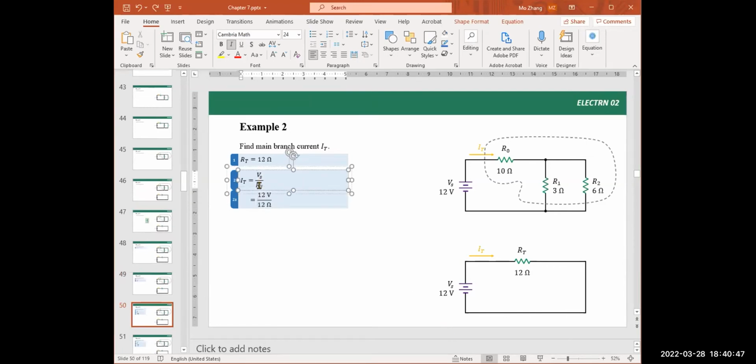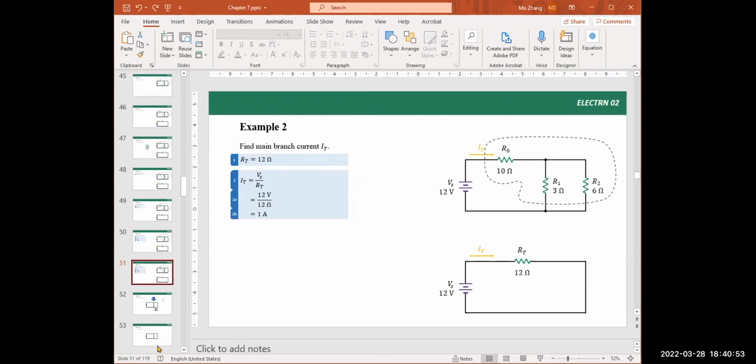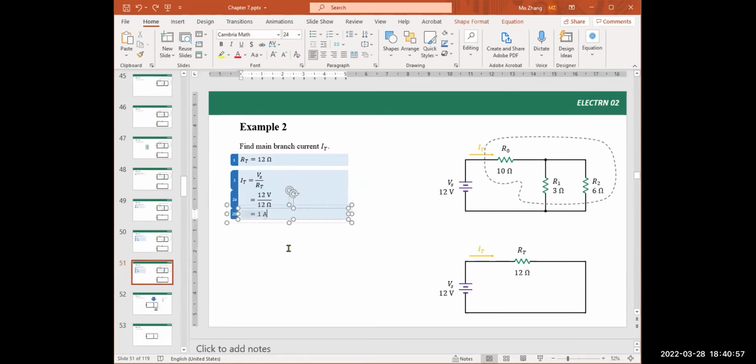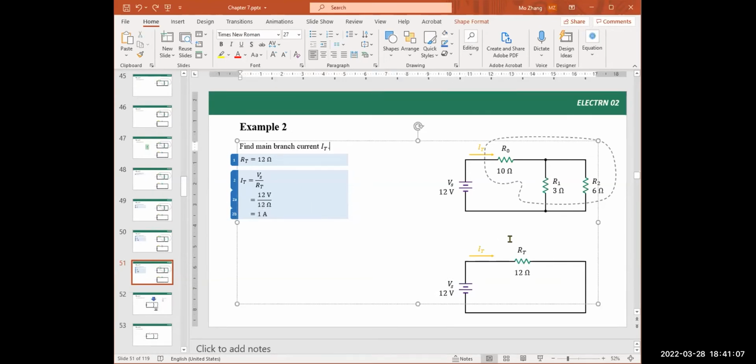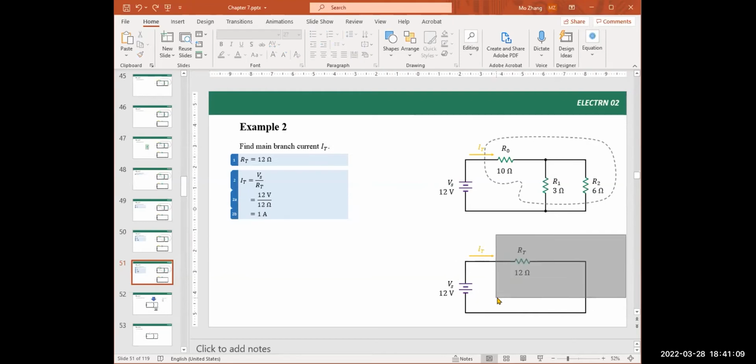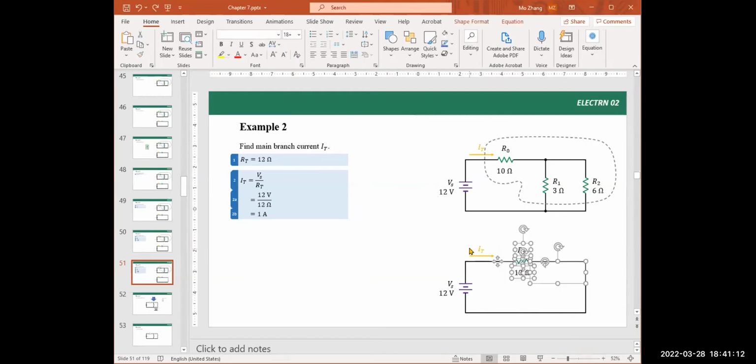Source voltage divided by resistance is current. So it's 12 divided by 12. A number divided by itself is 1, and the unit is amps, so 1 ampere. So now we find the main branch current just by using the total source voltage divided by the total resistance of the circuit. The number we get is the electric current that flows in this branch.